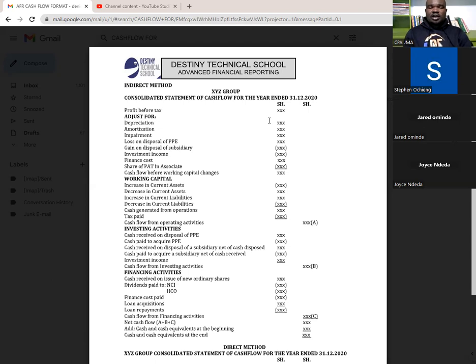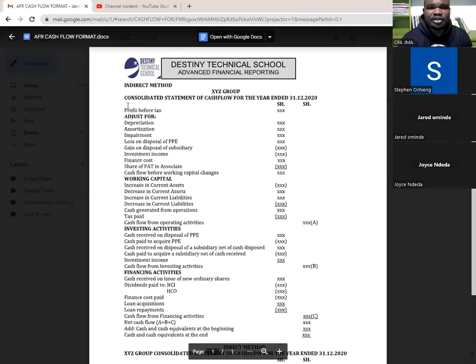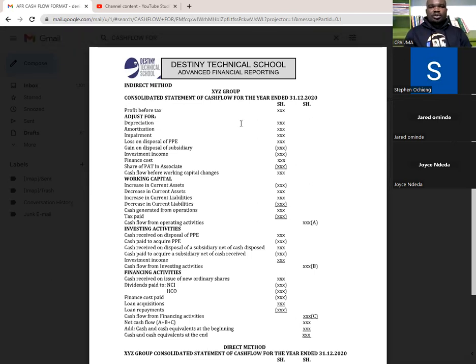That is a sample of XYZ group, consolidated statement of cash flow for the year ended that period. Before the profit before tax, there should be operating activities. It's called operating activities. That should be up there somewhere before the profit before tax. So when doing the cash flow, it is advisable that you start with profit before taxation.